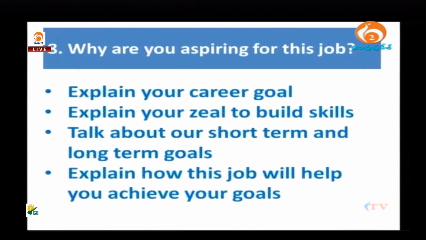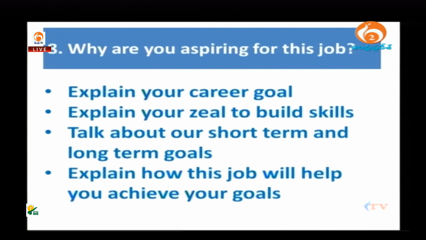So when we talk about why do you want to take this job, you are basically talking about your goals. You can also explain how this job will help you achieve your goals. Sir, I want to become the best customer service person in this particular area, in this particular place, or in my entire group. I want to be the most successful professional. This job will give me the platform and the foundation to become an expert, sir.